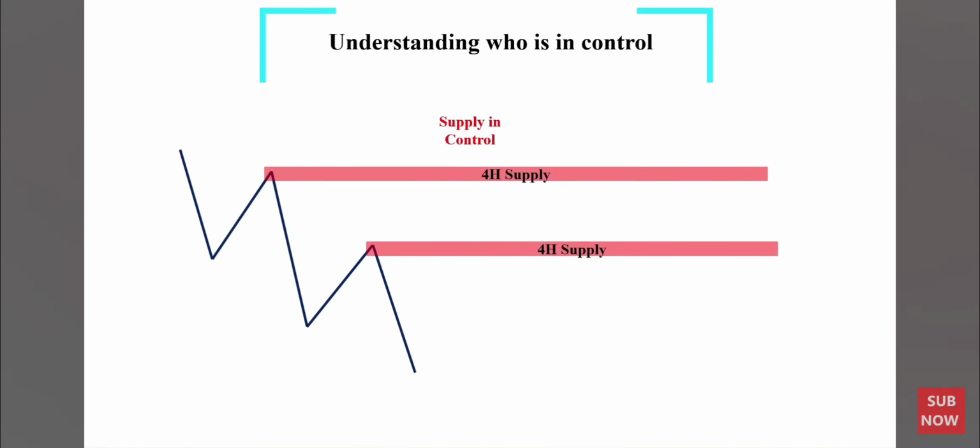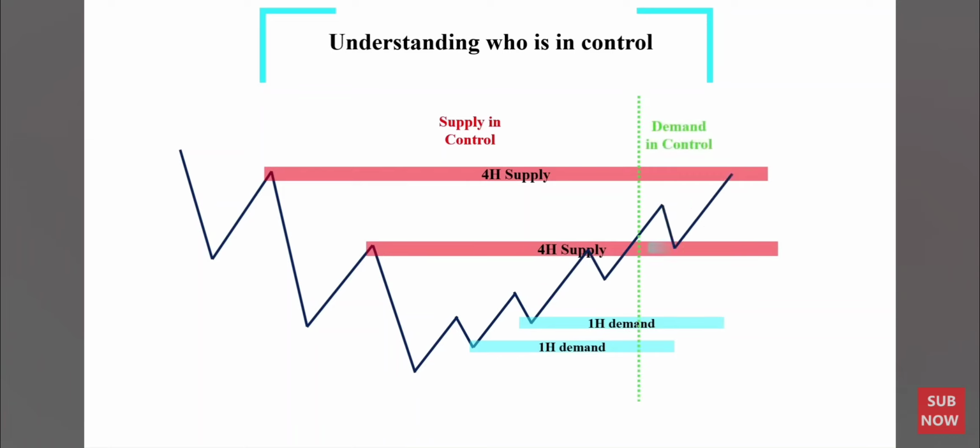Look at this example. Imagine this is 4 hours structure, and we can clearly see that we are in a downtrend, so supply is in control. Although we have a short-term uptrend, as long as we stay below the 4-hour supply zone, we have a bearish bias. But if we break the major 4-hour supply zone, we can establish the demand took control.